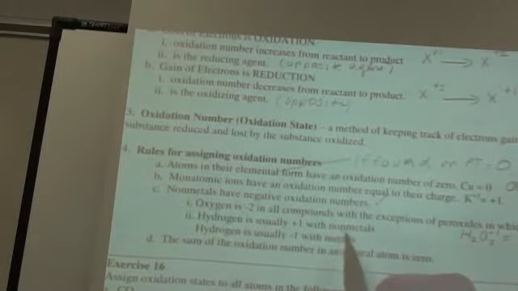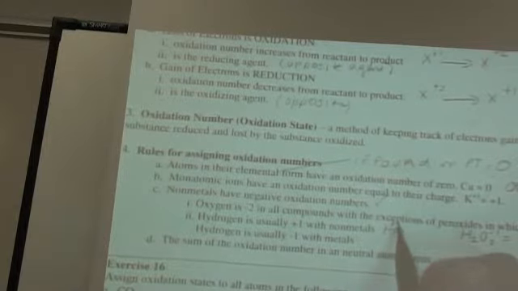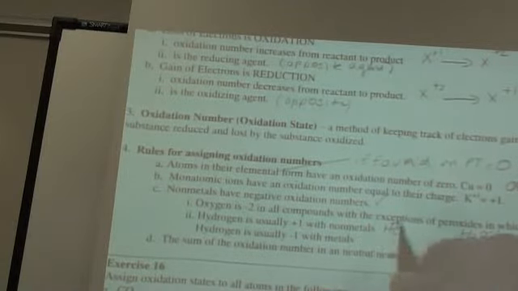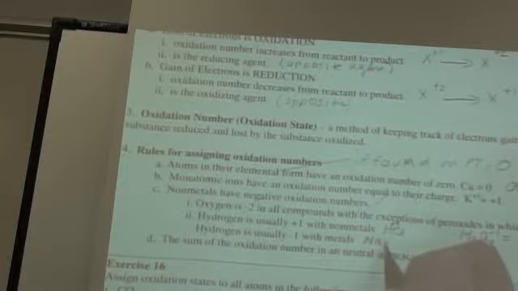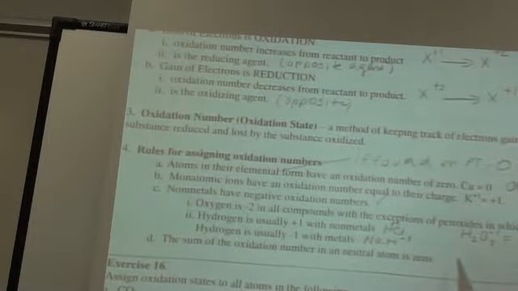If you find hydrogen with a nonmetal, hydrogen will have an oxidation number of +1. If you find hydrogen with a metal, hydrogen will have an oxidation number of -1.